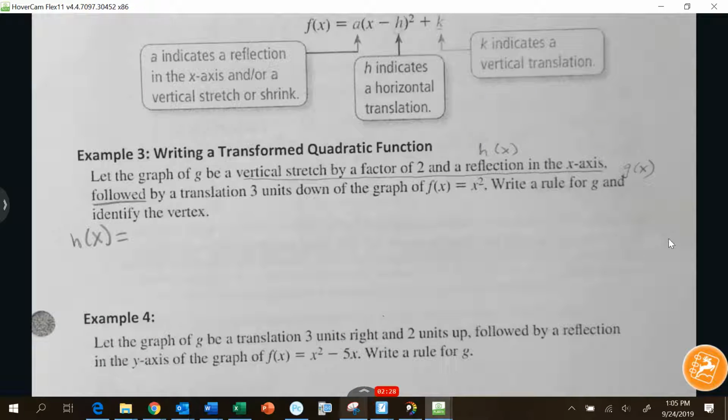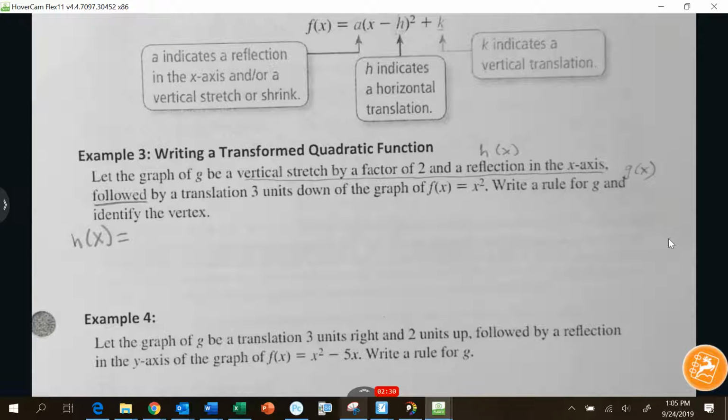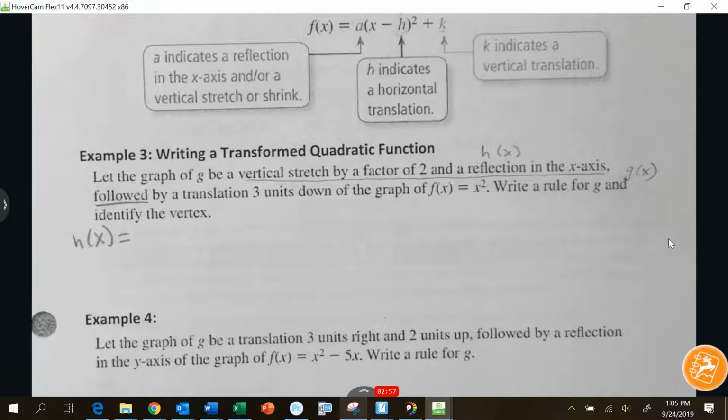How do I show a reflection in the x-axis? I put a negative where? Wait, what? It's outside. Okay, so we have some arguing. Can you guys talk to each other, not just all talk to me? I know the answer. Can you come to an answer? How many people think it's outside? How many people think it's inside? I don't know. How many people don't know?